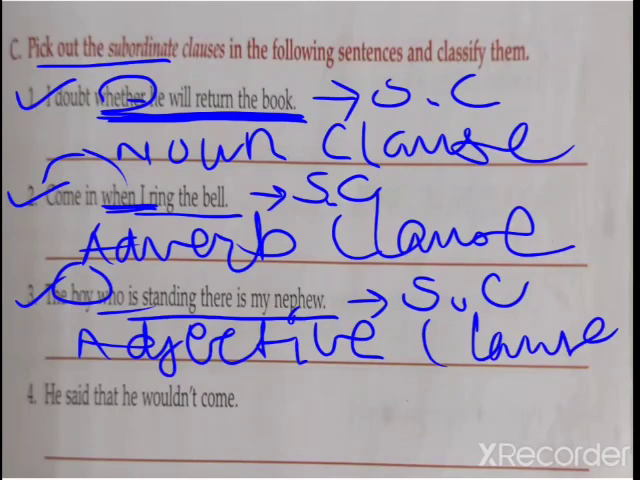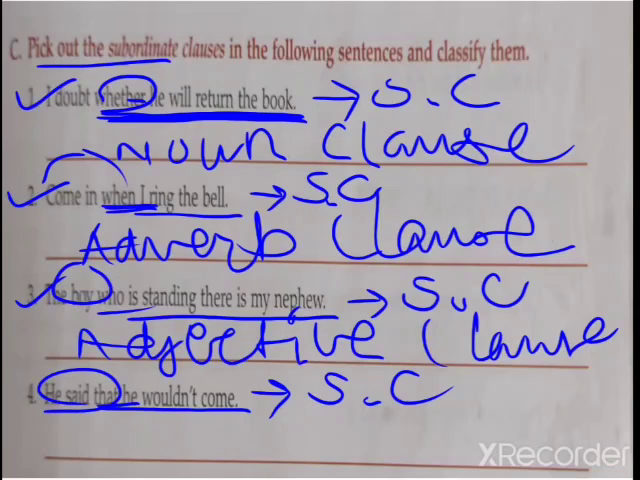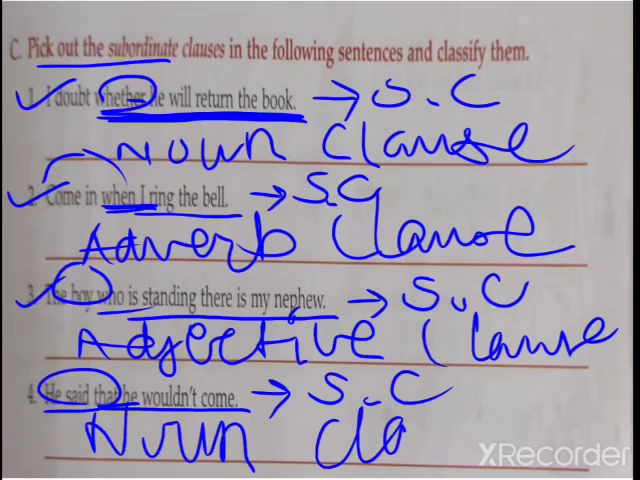He said that he wouldn't come. That is the conjunction. That he wouldn't come is the subordinate clause. It is the object of said, a verb, an action. So it's known as a noun clause. Now look at the fifth one.